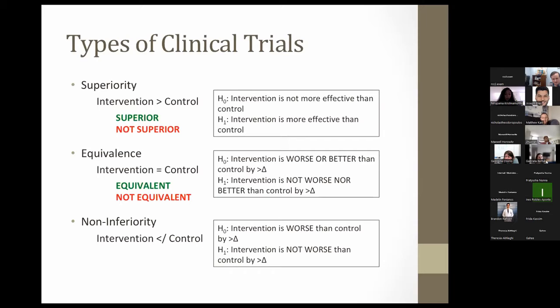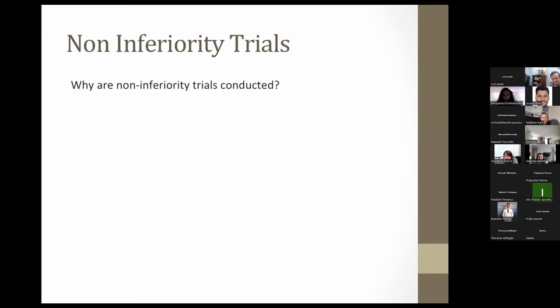So if you're able to reject the null hypothesis, you're going to say that the intervention is non-inferior. But if you're unable to reject the null hypothesis, your conclusion will be that it's not non-inferior. So it can get a little convoluted, but just stay with me and hopefully things will become clearer.